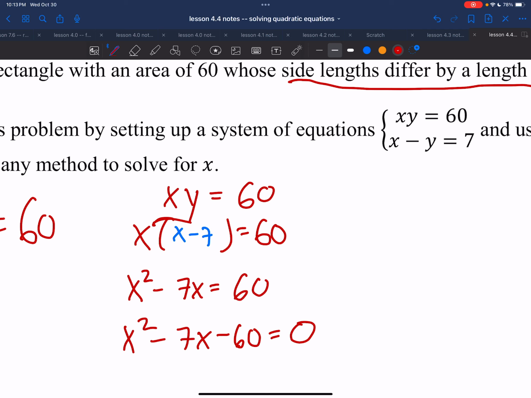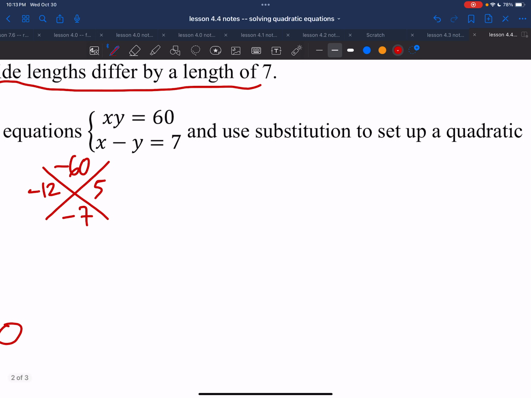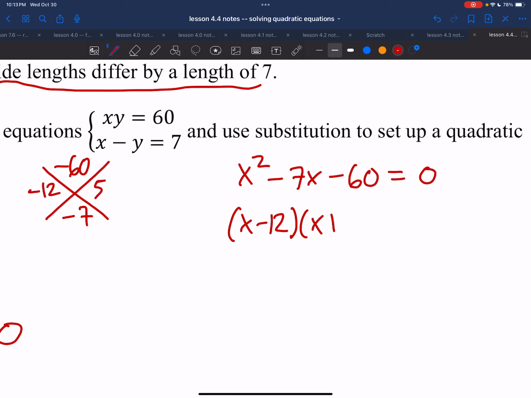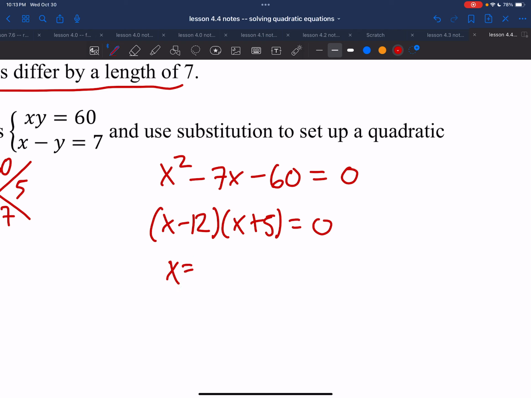You could complete the square, you could do quadratic formula, but something you should always check is see if it's factorable, okay? So do a little factoring puzzle. Here's negative 60, here's negative 7, and ask yourself, what two numbers multiply to get negative 60 and add to get negative 7? And those numbers would be negative 12 and 5. So what does this mean? It means x squared minus 7x minus 60 equals 0. You can factor this as x minus 12 and x plus 5 equaling 0. That means the solutions to this, the roots, are 12 and negative 5.